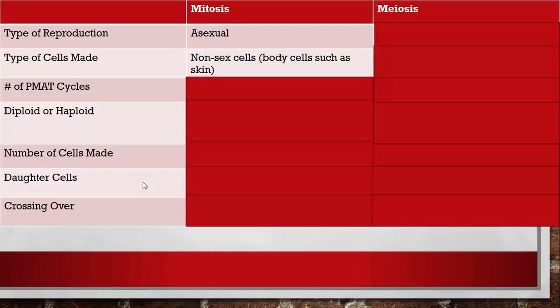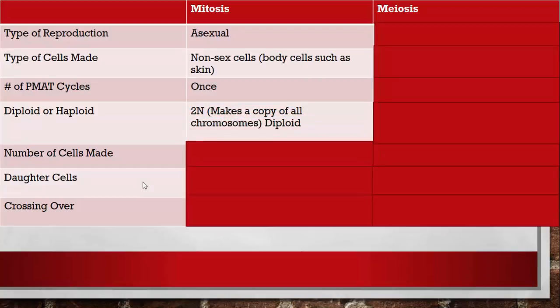Now, the number of PMAT cycles is going to be one time. It's going to go through prophase, metaphase, anaphase, telophase once, and it's going to make diploid cells. Because it's making an exact copy, it's going to copy all those chromosomes. We call these diploid cells, and if they're called diploid, we know they're called 2N cells. So diploid and 2N, they're exactly the same thing.